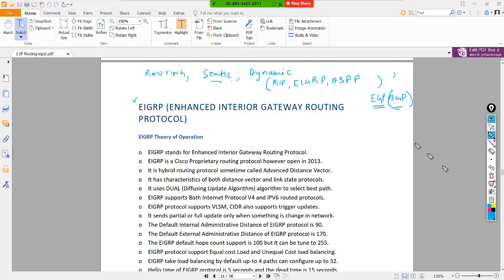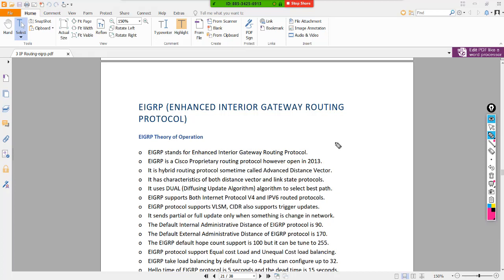In the CCNP syllabus we have EIGRP, OSPF and BGP. We do not have RIP. Now, for someone who is joining for the first time, where are these routing protocols used? It's used to communicate between two different routers.